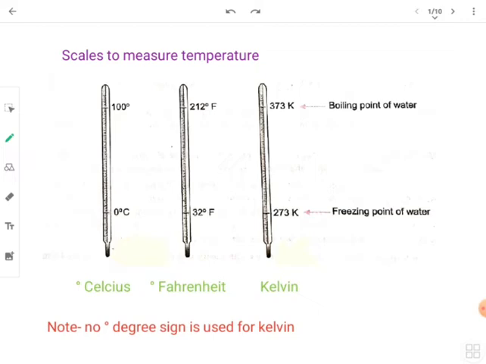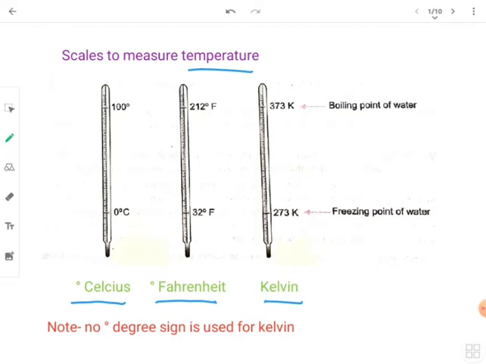Now, in our world, we have three systems or three scales to measure temperature. The normal one which you use in everyday life is degree Celsius, which you know. It is represented as this. Then there's also one more scale to measure, that is degree Fahrenheit. And there is one more scale which is known as Kelvin. Now, for some it might be new, for some you would be already knowing this.